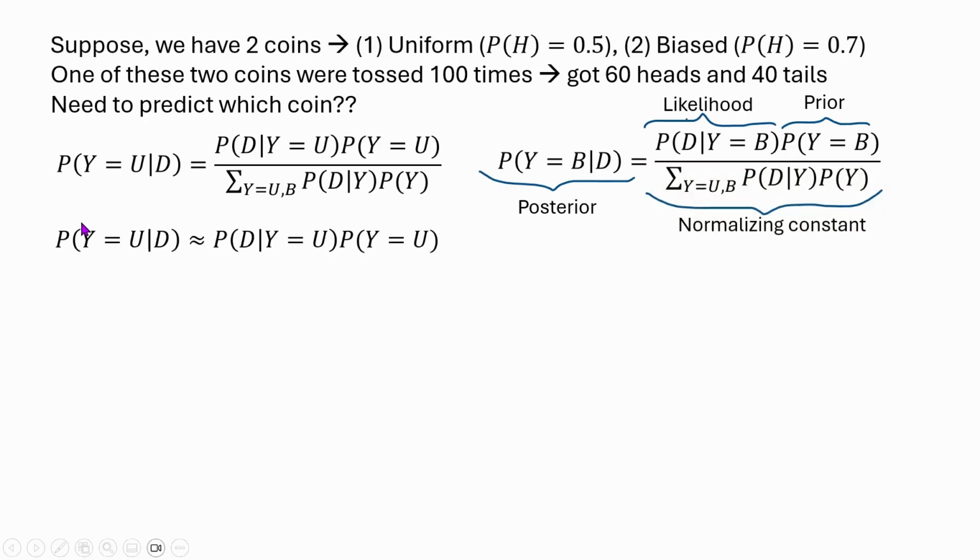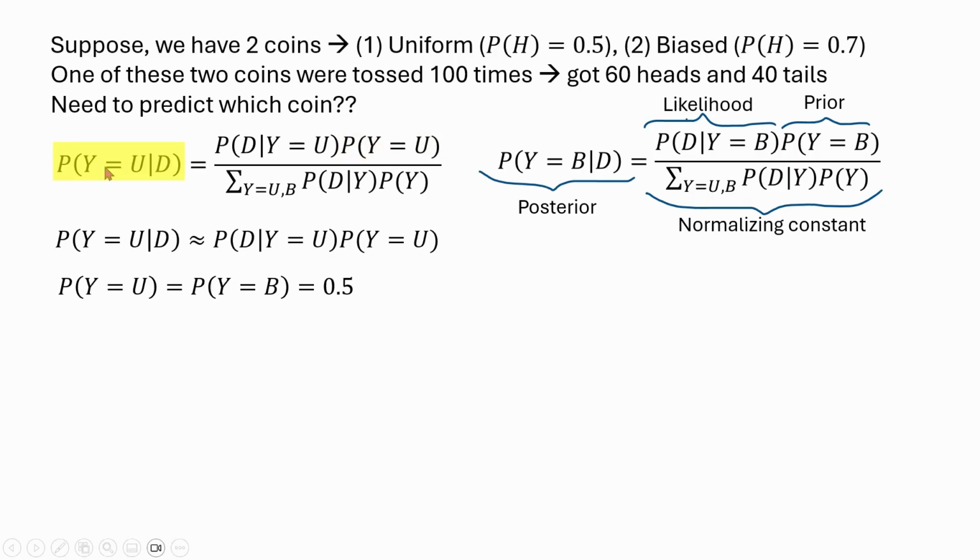The first thing is the posterior right here. We can approximate it using only the numerator. Why? Because the normalizing constant right here below is actually the same for this one and for this one. So for comparison, it doesn't have any value because it is the same thing. So you can omit it completely. Okay, next thing is the prior. You have the prior right here: the probability of y equal to b and the probability of y equal to u, it is the prior.